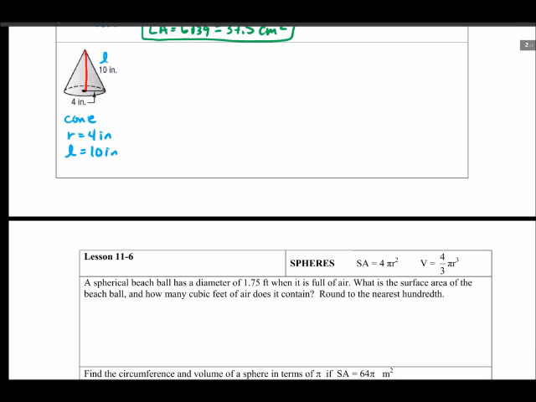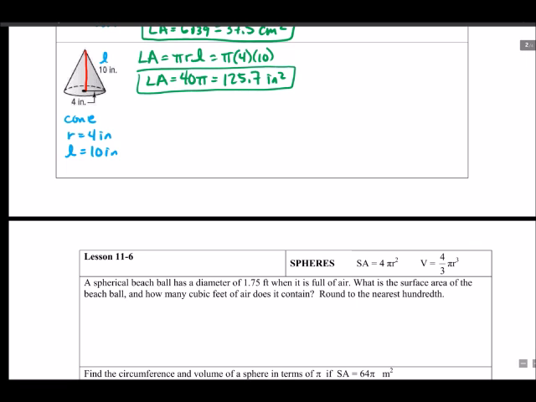So cones are nice because they have their own formulas, just like cylinders. So lateral area is just pi RL. Pi times my radius times my slant height. Lateral area equals 40 pi, or if I put that into my calculator, 125.7 inches squared.